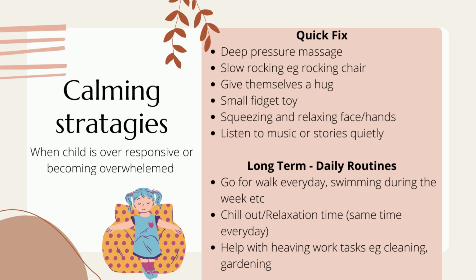More long-term calming strategies which can be implemented into your child's daily routine include going for a walk every day, as it gives them something to look forward to and provides them with physical exercise and a sense of achievement and joy. Having time allocated to chill out and relax is also very important for your children, which may sound silly as they don't work 9 to 5 and they're not necessarily doing anything too strenuous.